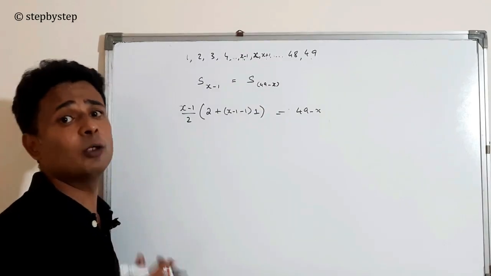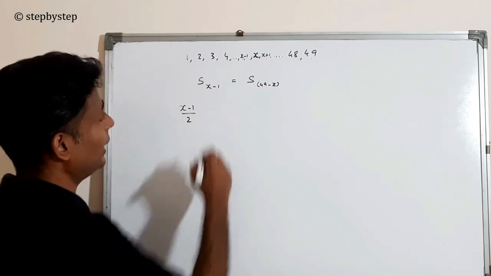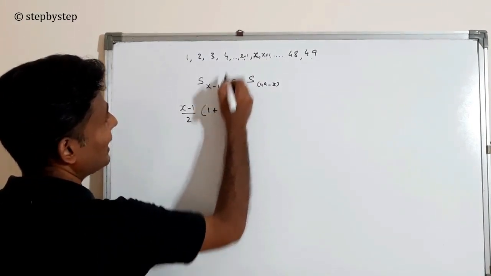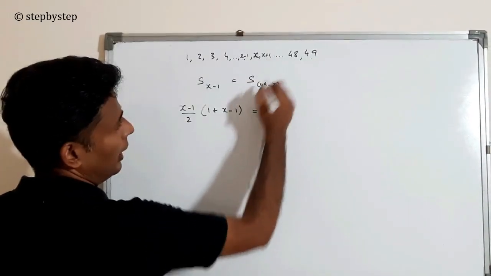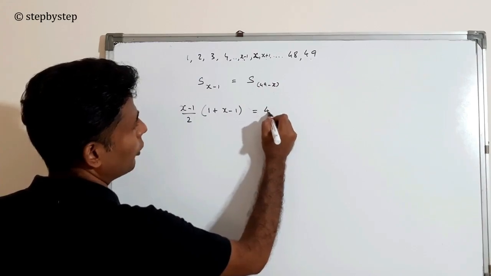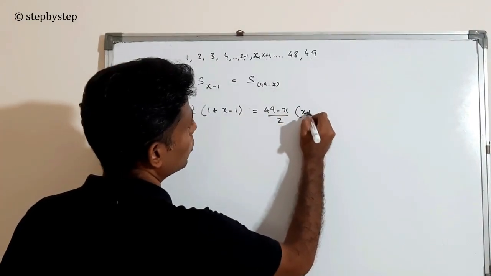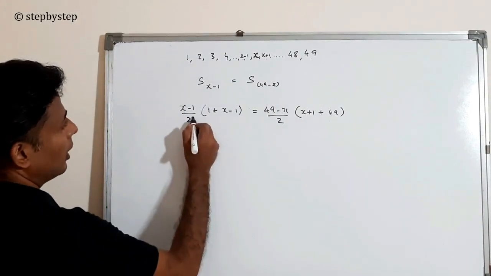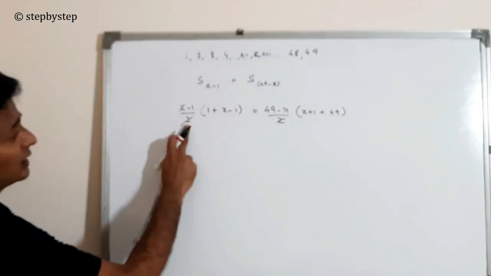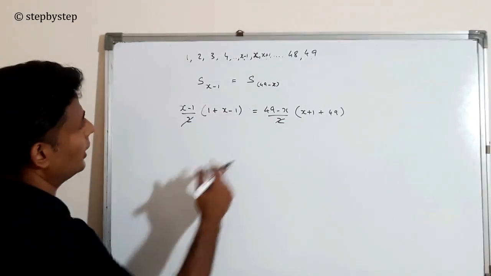So we'll use n by 2 into a plus l. So x minus 1 by 2 into a, that is 1, plus L, that is x minus 1. This should be equal to n for the second AP, which is 49 minus x. So n by 2 into a, that is x plus 1, plus L, that is 49. Now this 2 and this 2 cancel, because when I transpose this 2 to the other side, it goes up. So 2 and 2 cancel.